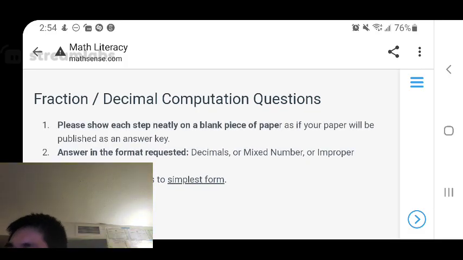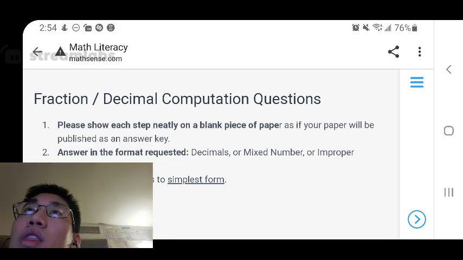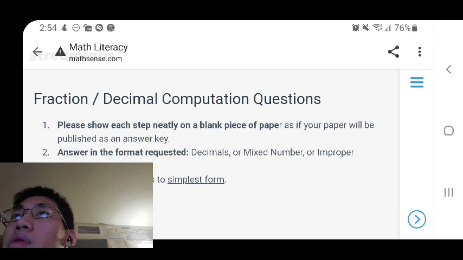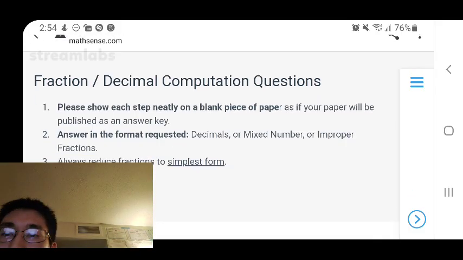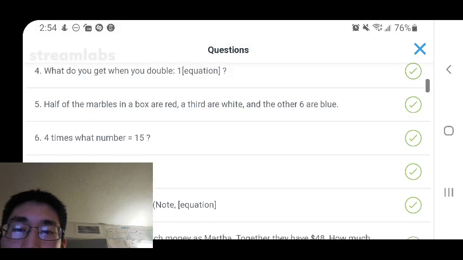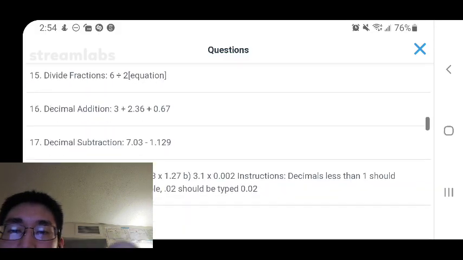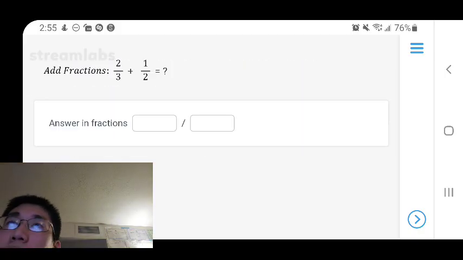Fraction decimal computation answers. This is number 12. I already used so much space for the first questions. I almost used one sheet. Fraction decimal computation questions. Please show each step neatly. Answer in the following question: decimals, mixed number, or proper fractions. Yep. What was the first part considered? I don't know. Okay, so I'll just do it when it comes.